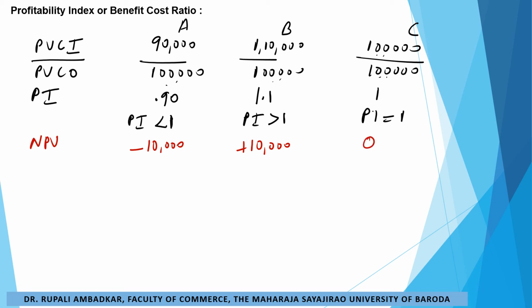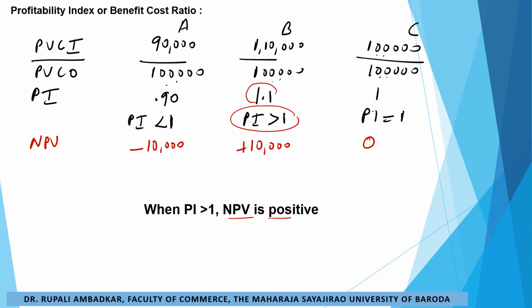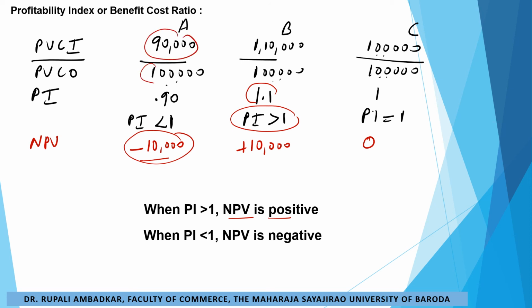Now let us understand this. Can we say that when profitability index is greater than 1, as in this case, NPV is positive? Yes. When will NPV be positive? When PVCI is greater than PVCO. And when PVCI is greater than PVCO, our profitability index will be greater than 1. So when PI is greater than 1, NPV is positive. When PI is less than 1, NPV is negative, because present value of cash inflows is lower than present value of cash outflows. So our NPV is negative and PI is less than 1. When PI is equal to 1, NPV is 0.